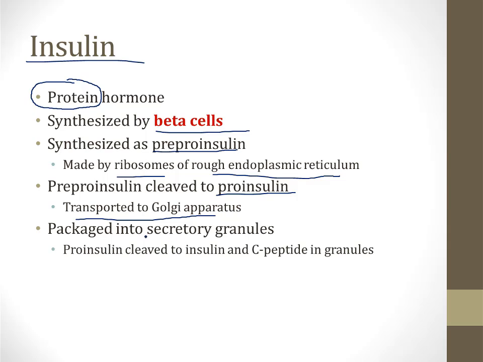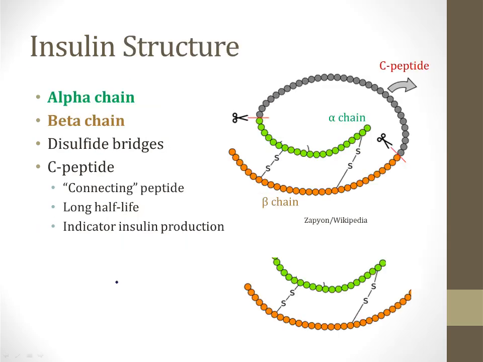There it is packaged into secretory granules, and inside those granules, proinsulin is cleaved to become two structures. One is the molecule of insulin, like you would find in the serum. The other is another structure called a C-peptide, which is a remnant of proinsulin that is left inside the secretory granules. To make this more clear, these are some pictures of the structure of insulin and proinsulin.